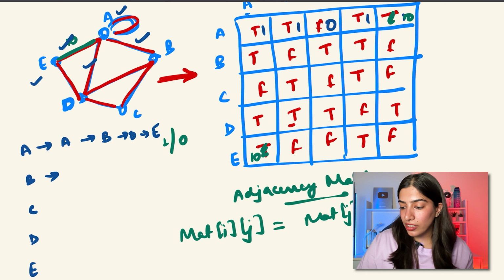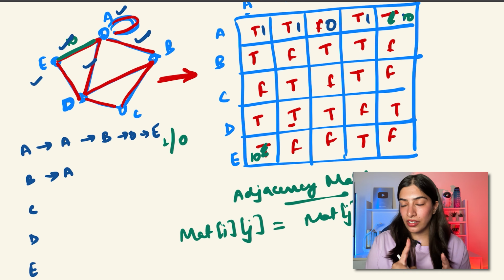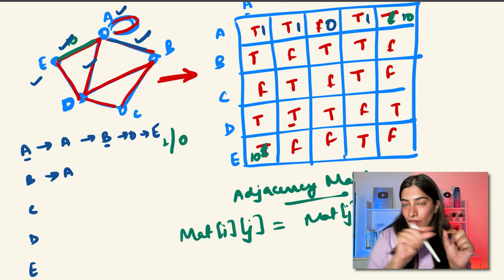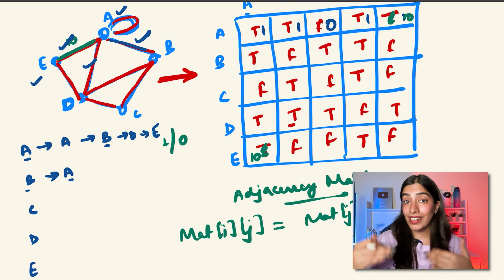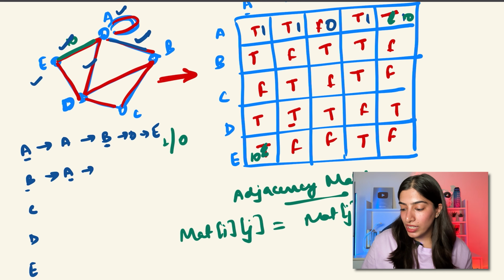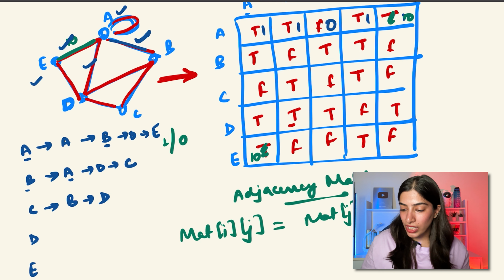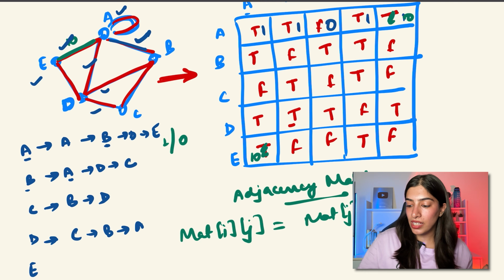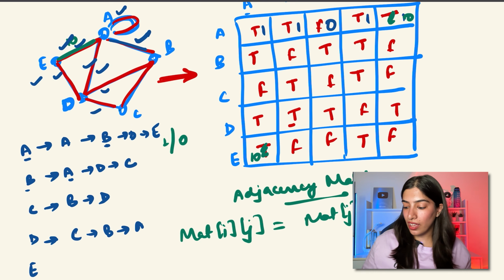Similarly, B is connected to what? B is connected to A also. Remember, this is an undirected graph, so there are bidirectional edges. So for the edge A to B, we had B in A's list, and there will be A in B's list also. So both ways it is connected, it is bidirectional. So B is connected to A, D, and C. C is connected to B and D. D is connected to C, B and A. E is connected to A and D.